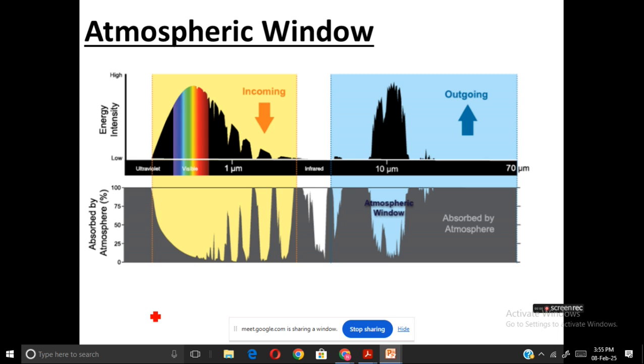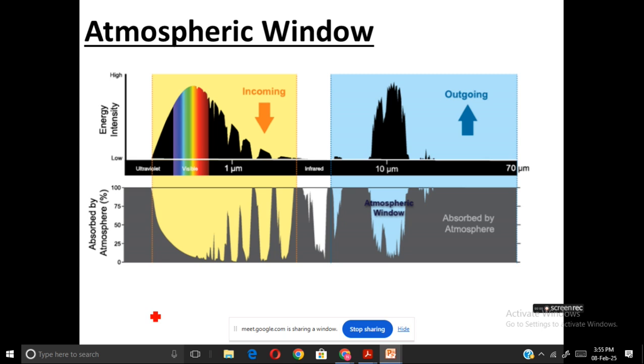So in case of the incoming solar radiation, it allows the visible and infrared region to pass through, whereas it absorbs the ultraviolet region of the spectrum. Whereas when we are talking about the outgoing long wave radiation from the earth, most of the atmospheric gases, or the greenhouse gases, selectively absorb the outgoing long wave radiation. So the greenhouse gases basically absorb the outgoing long wave radiation, which results in the warming that we are seeing, like global warming and all those things.